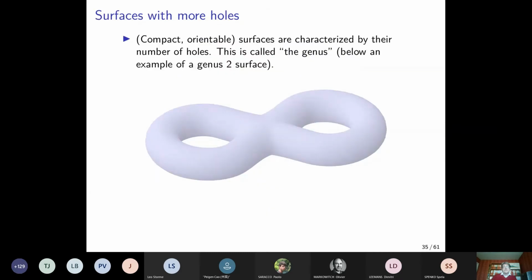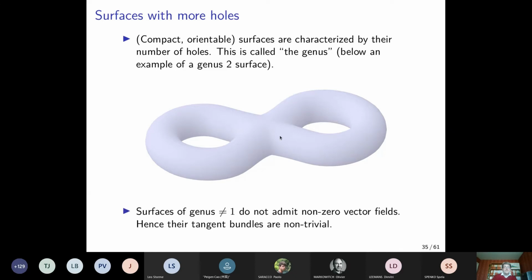Surfaces are characterized by their number of holes. This is called a genus. And here is an example of a surface of genus 2. And it turns out that surfaces of a genus different from one do not admit non-zero vector fields. Hence their tangent bundles are not trivial. And this is a consequence of something called the Poincaré-Hopf theorem, which gives a relation between the zeros of a vector field and the Euler characteristic of a compact real manifold.